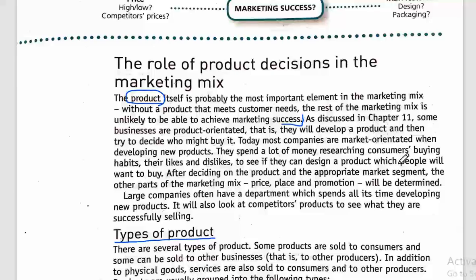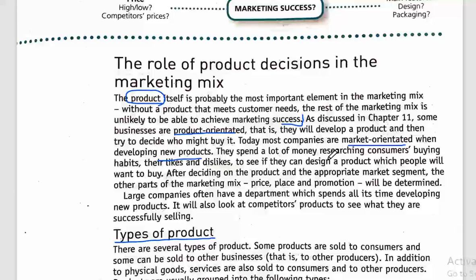So over here, like we talked about the product-oriented businesses, they develop a product, then they try to decide who is going to buy these products. That's why a lot of businesses now want to be market-oriented instead of product-oriented businesses, where they develop new products based on the need of the market.